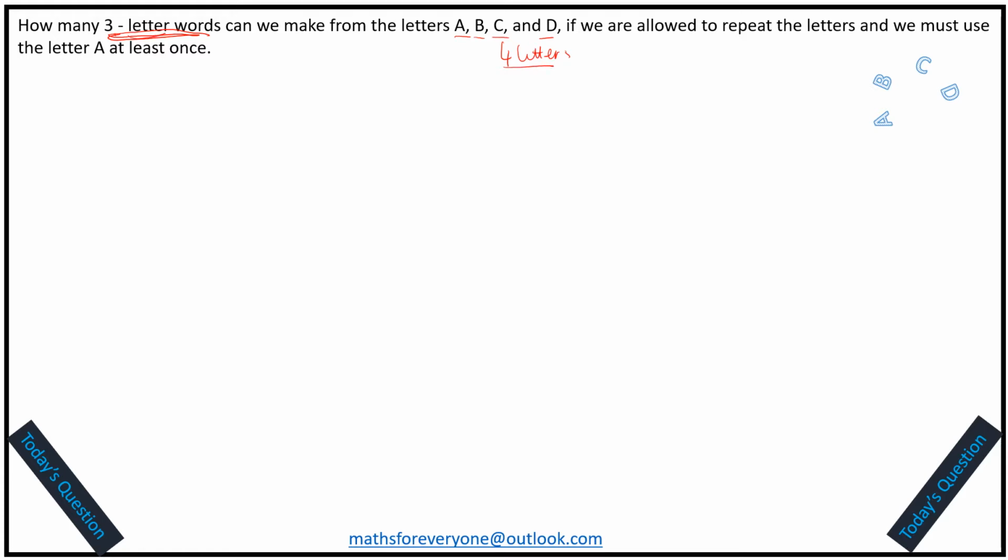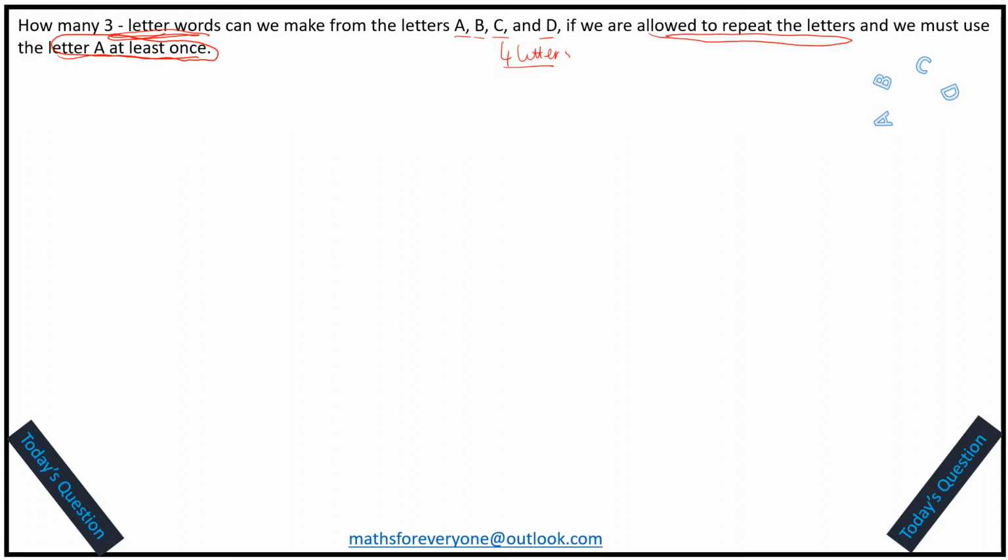Now, there are some conditions. The conditions are we are allowed to repeat the letters, so we can repeat A, B, C, and D, all of them. And the next one is that the letter A must be used at least once. This is the most important condition. The letter A has to be used at least once. What that means is it can be used twice, it can be used thrice. However, it must go at least once. So you cannot have a word without the letter A in it.